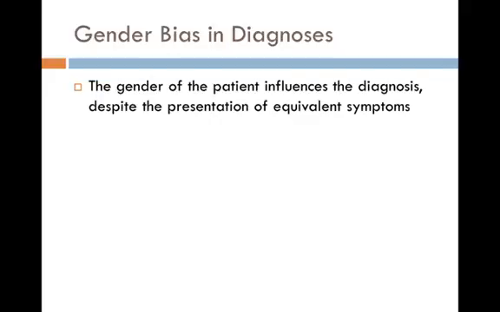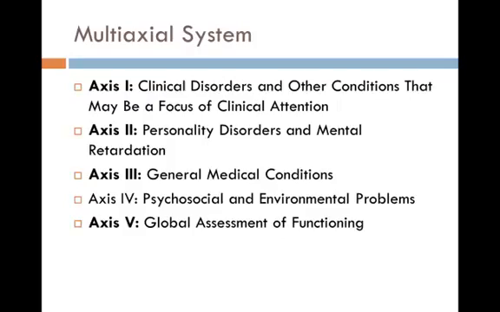So just to further elaborate on the multi-axis system that is specific to the DSM, we want to just kind of unpack that and further understand it in greater detail. So we mentioned before that the DSM, particularly the DSM-4TR, has 5 diagnostic axes, and Axis 1 relates to clinical disorders and other conditions that may be a focus of clinical attention. Axis 2 relates to personality disorders and mental retardation.